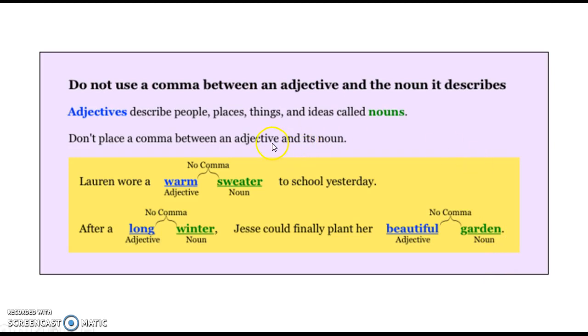And then one very important rule is that you don't ever put a comma between the adjective and the noun that it describes. So if you just have one adjective and then the noun, we're not going to have a comma. Like Lauren wore a warm sweater to school yesterday. That's fine. We just leave that alone. It's only when there's multiple adjectives that we put the comma between the adjectives.